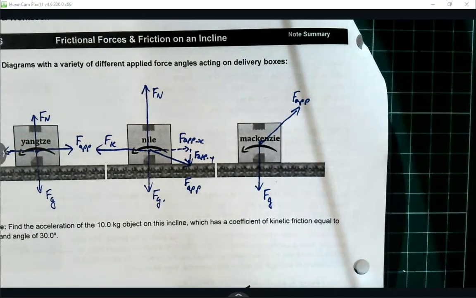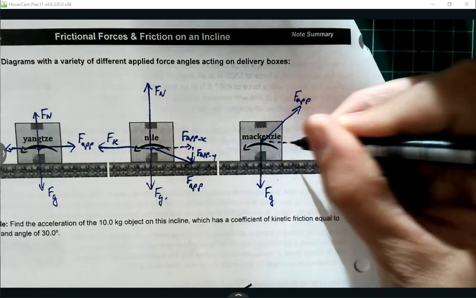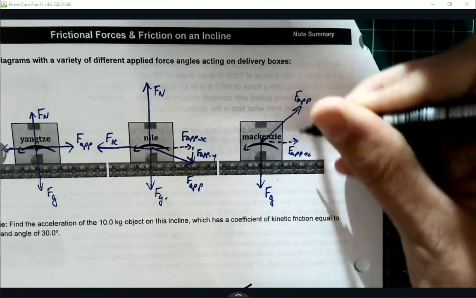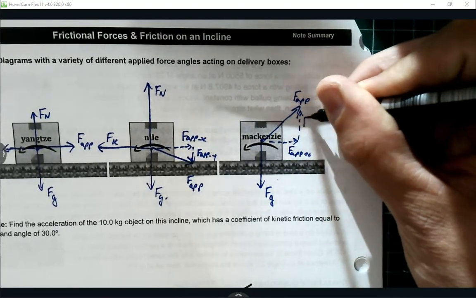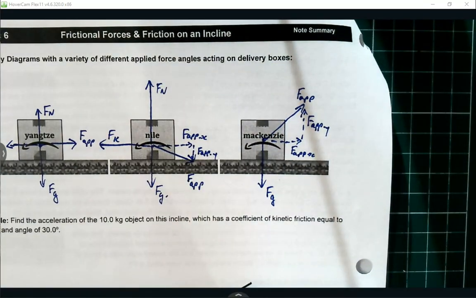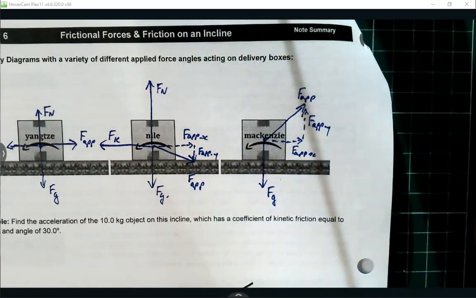You guys tell me, what would my thought process be? What would I have to think out next? X and Y components. X and Y components, yeah. Thanks, James. So I got my FAPX, I have my FAPY. What's the next thing that I would probably want to think out? Alex? Yeah, what's it done to my normal force?